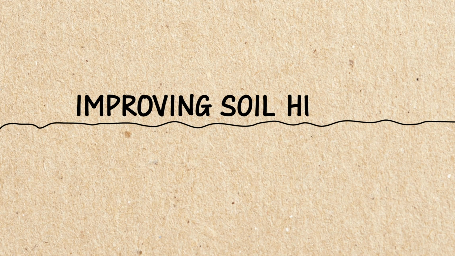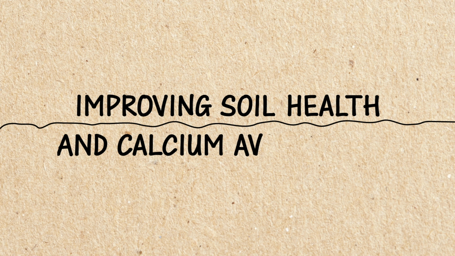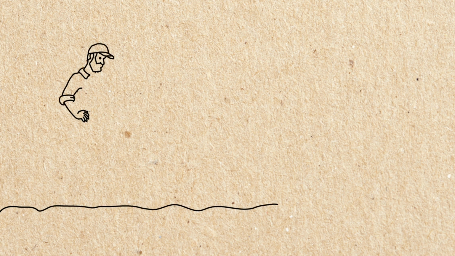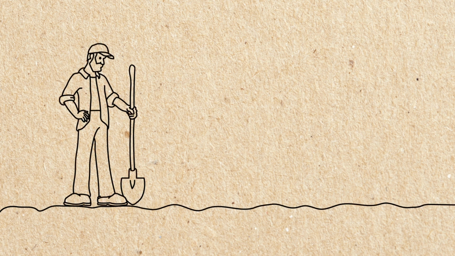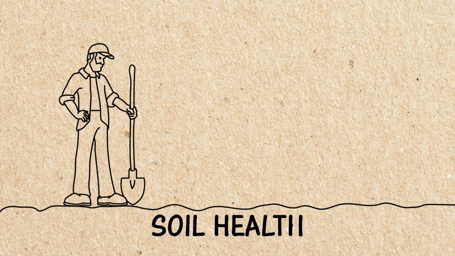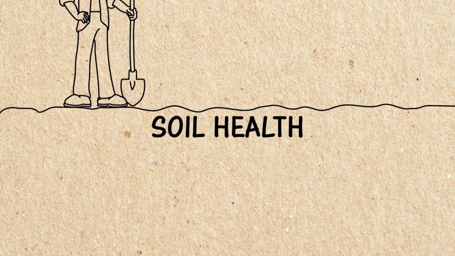Improving soil health and calcium levels during the critical period of fruit or tuber development. There are several important features of soils and the soil environment that need to be understood before discussing soil health, and subsequently its ability to produce healthy crops and yields.